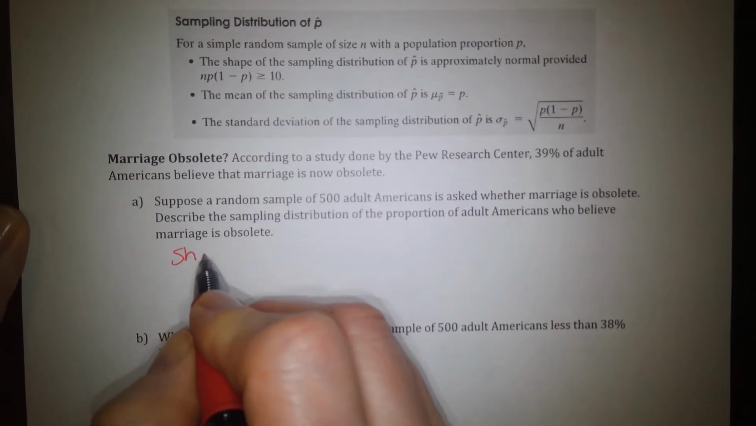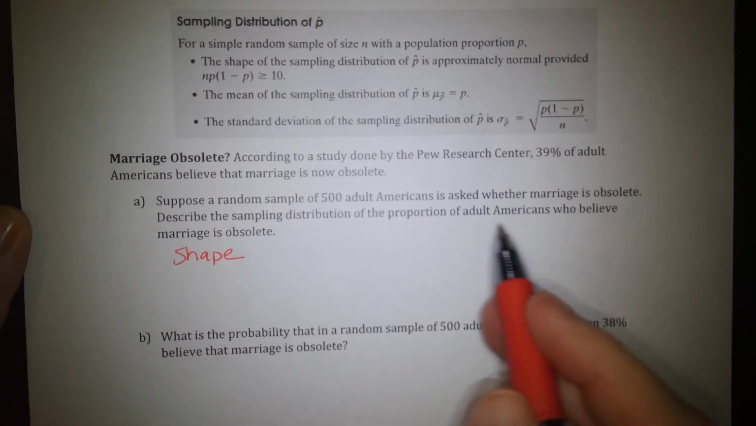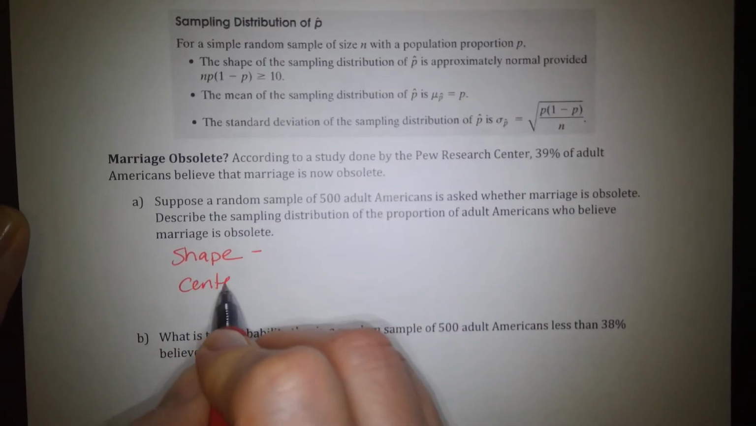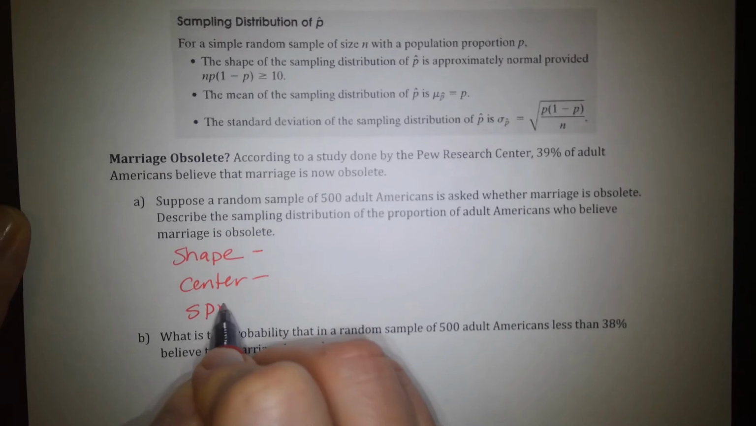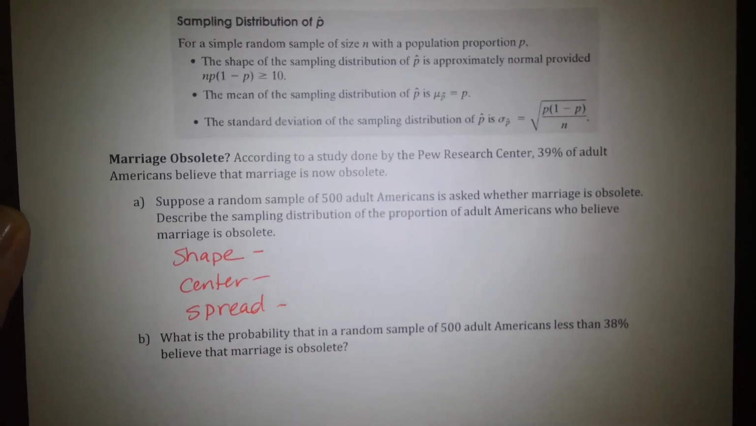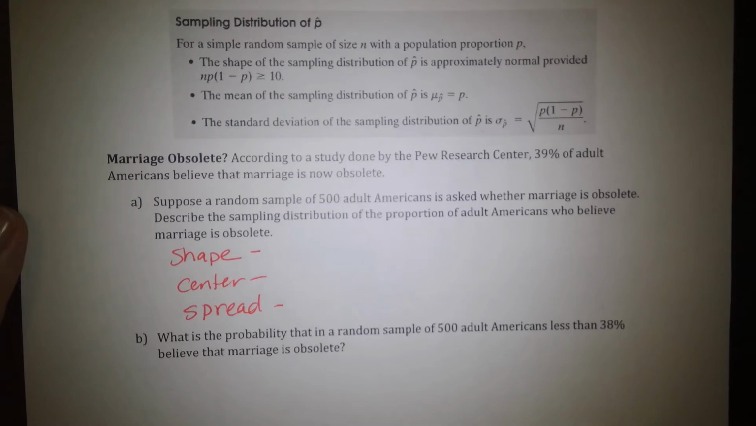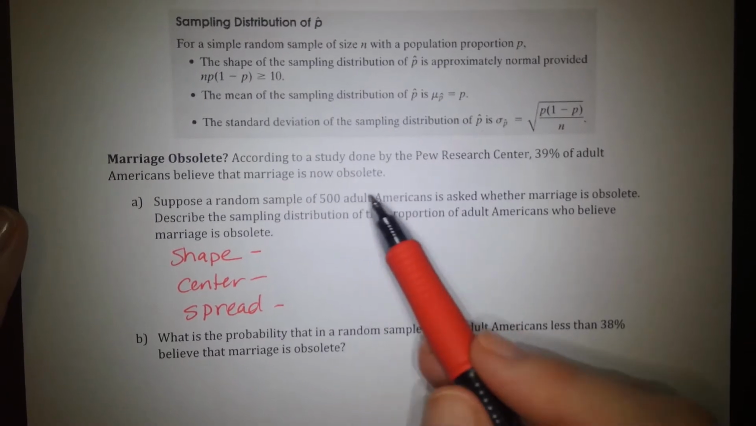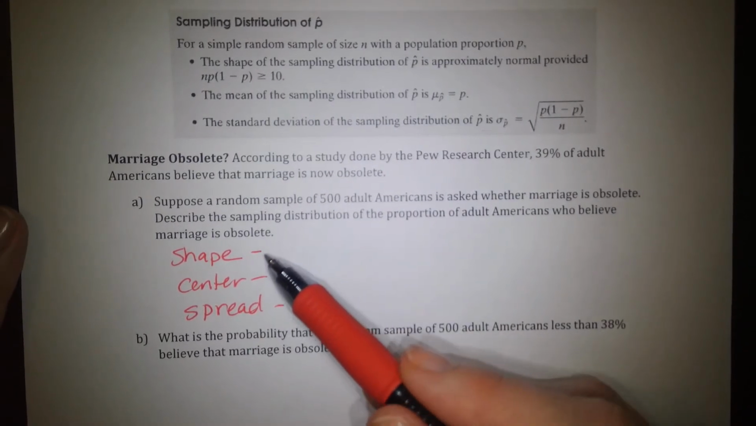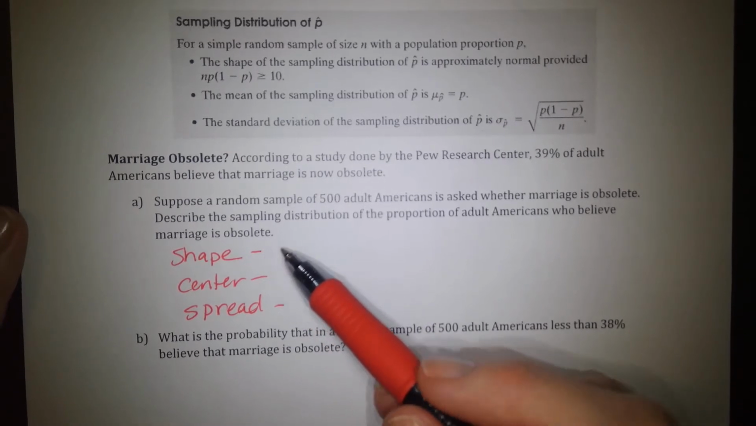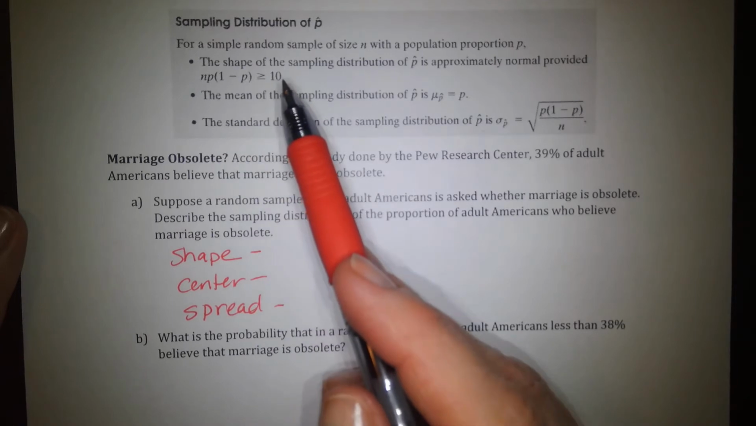So remember, when you're asked to describe distributions, we're talking about shape, center, and spread. So you've got to discuss all three parts. When we're discussing shape, we're usually looking for it to be normal. So you have to prove that this distribution is normal. Since it did not state that the population was normal anywhere in this problem, I cannot assume that the sample distribution is normal, unless I can prove this.